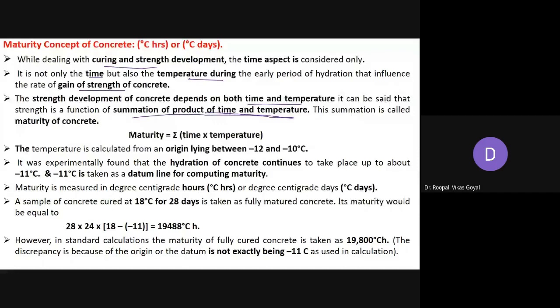If you want to put that aspect in the form of an equation, it is called maturity, and maturity is nothing but the summation of time into temperature. This temperature is calculated from an origin lying between -12 to -10 degrees.